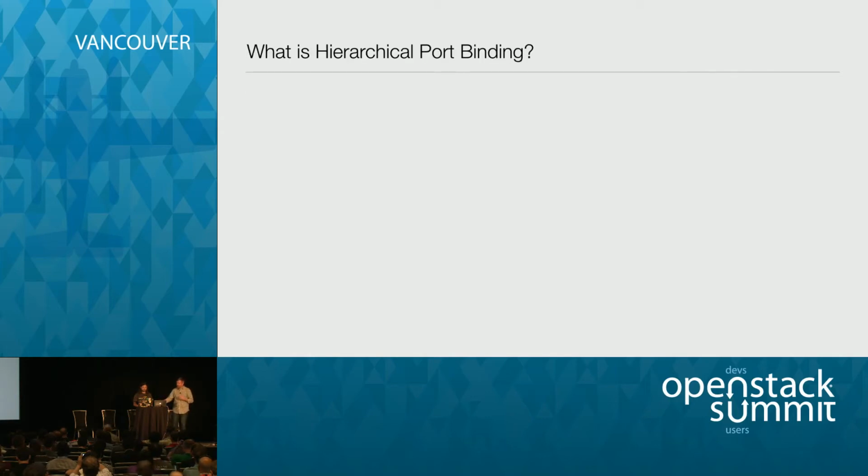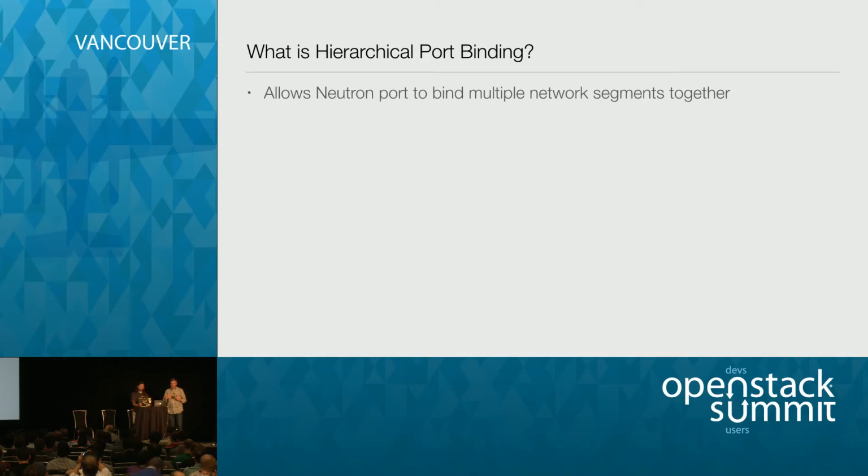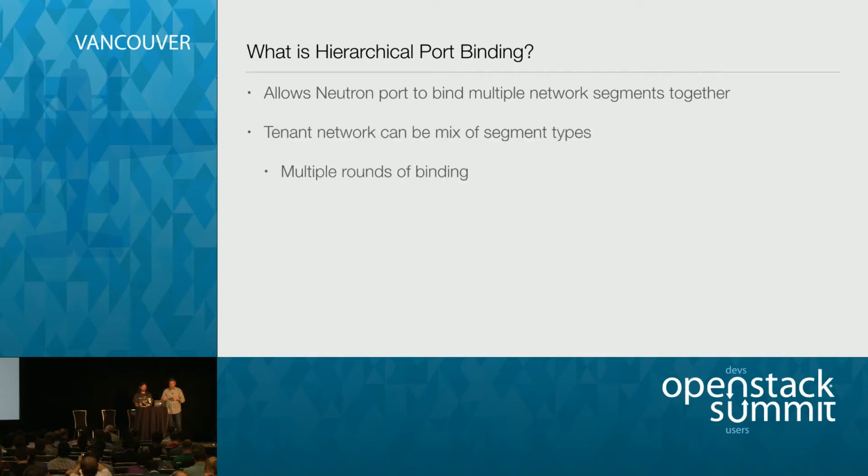So getting to the meat: when we talk about hierarchical port binding, what it allows you to do is take Neutron and bind multiple network segments together. Previously, you had to manually configure this, or you had to pick your tenant isolation type, and that was basically it. You couldn't have multiple levels to actually build a hierarchy. Now you can have a mix of segment types. So maybe you have VLAN within the rack, and VXLAN across the tops between the TORs.